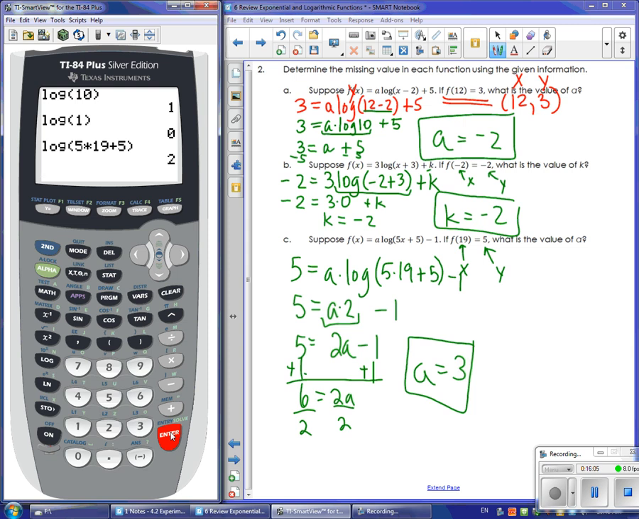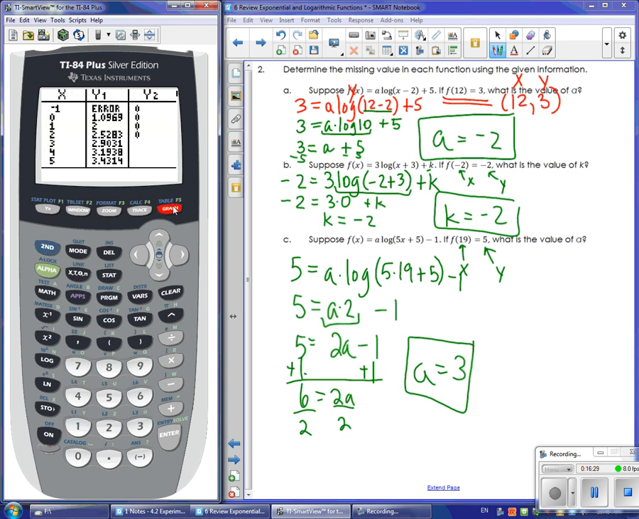And one of the ways that you can check to make sure you've done it right is to go into your y equals and type in the equation with the value of a. So if I type in 3 times the log of 5x plus 5, and close my parentheses, and then I've got a minus 1. What I can now do is go to my table. If I go to second table, I can look to see what happens if x is 19, does it really show me a value of y that's equal to 5? So if I scroll down, I can see that when x is 19, y is 5.